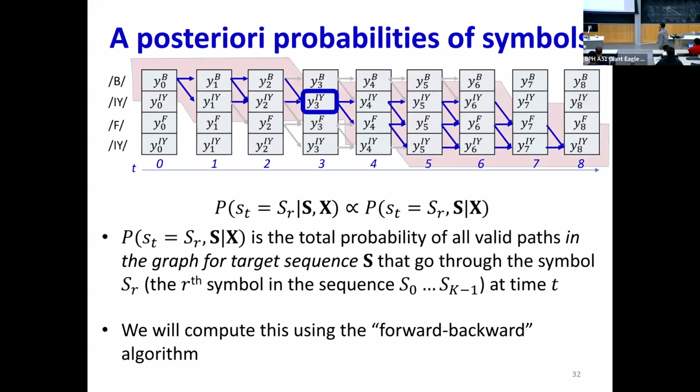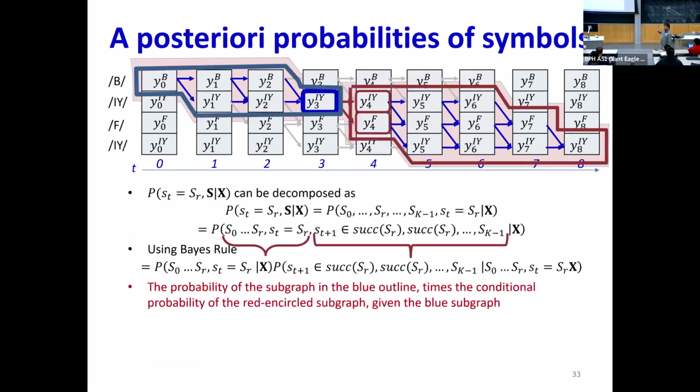So how do I compute this guy? How do I compute the total probability of this portion of the graph? Now, to compute the total probability of this portion of the graph, I'm going to decompose this into two parts. The portion of the graph that comes into the node and the portion of the graph that goes out of the node, okay? So the total probability of the pink portion of the graph highlighted in pink is the total probability of the portion of the graph encircled in blue times the probability of the graph encircled in red conditioned on the portion of the graph encircled in blue.